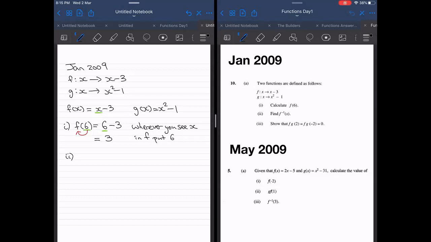How did I get the 6 from the question? Look at the right-hand side. It says calculate f of 6. So I got the 6 from them telling me. Whatever number they put in the bracket, that's the number you're using. Seeing it? Okay, awesome. Any other questions?